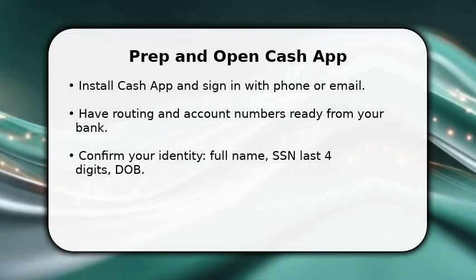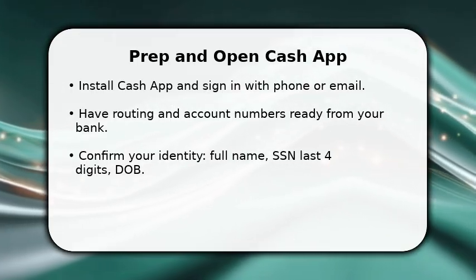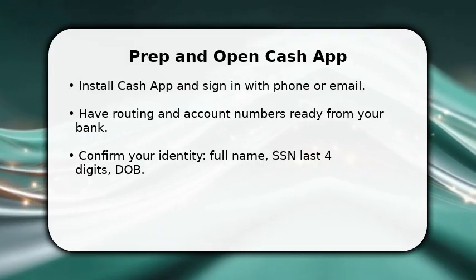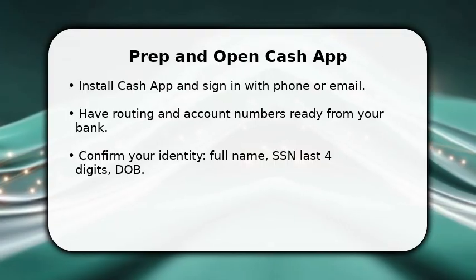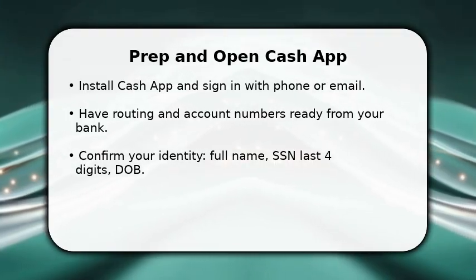Once done, verify your identity by entering your full name, date of birth, and the last 4 digits of your social security number so Cash App can securely link accounts and comply with banking rules.